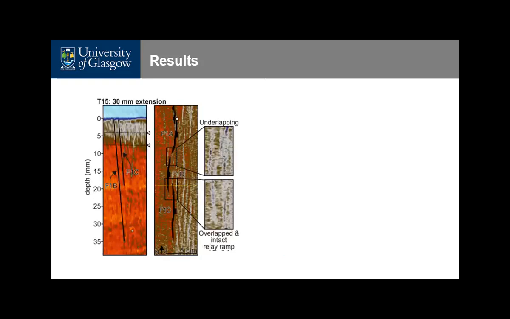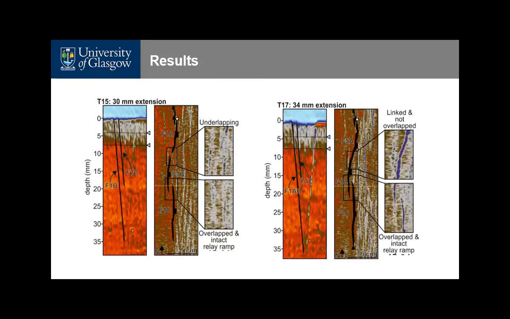Okay, up to 30 millimeters of extension. These 2 fault segments have overlapped, but the relay ramp is still intact. These 2 have not overlapped yet. Up to 34, we have a breached relay ramp here. And these 2, we ended up not having a relay ramp. A relay ramp is when you get 2 faults that are slightly offset and then they end up joining by what looks like a ramp. Anyway, these 2 did not form a relay ramp, but that's just because they grew directly towards each other.